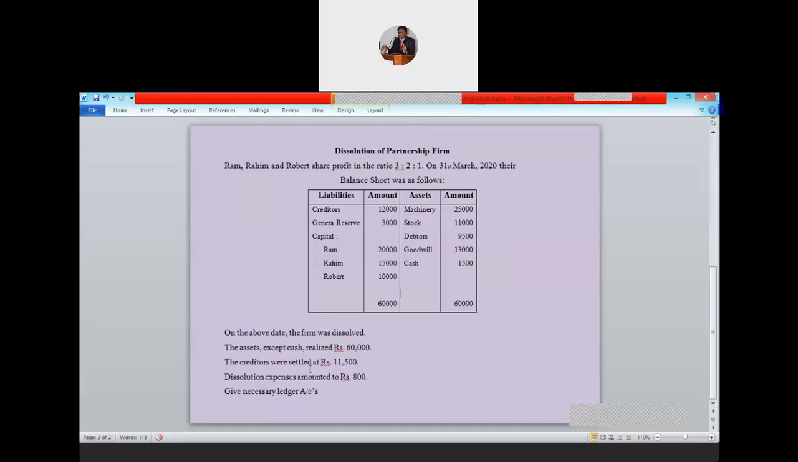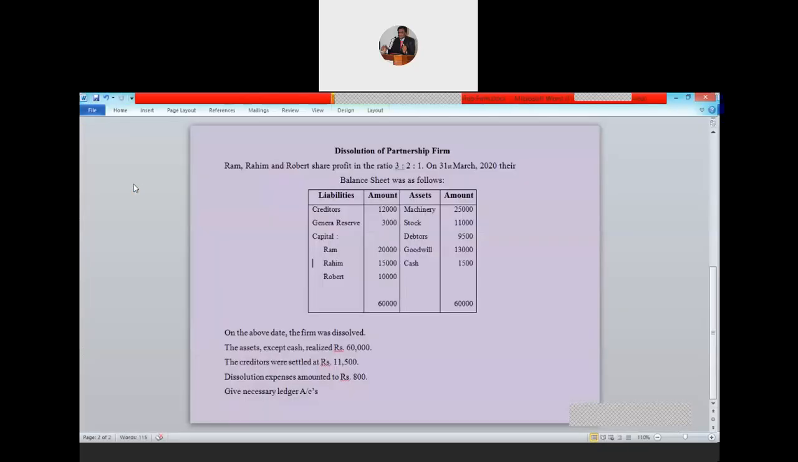The creditors were settled at 11,500. Dissolution expenses amounted to 800. Give necessary ledger accounts. Here in this problem, we need to prepare realization account, partners capital account, and cash or bank account. Partners loan account is not necessary as there is no settlement of any loan of a partner.